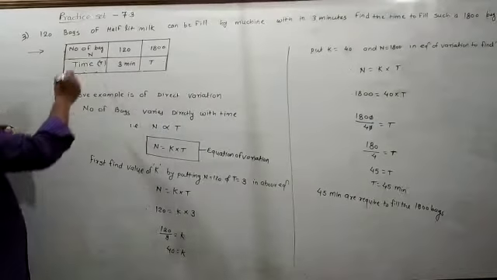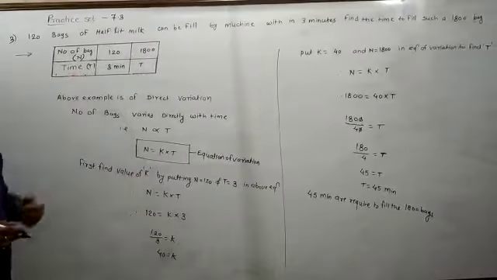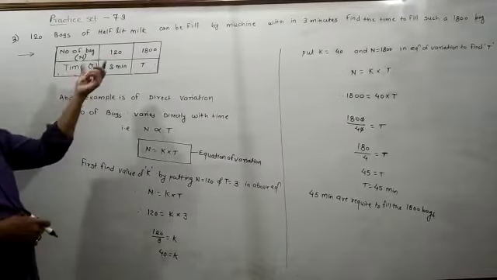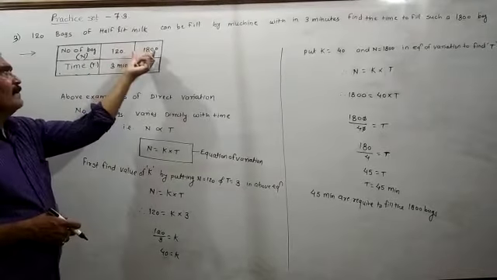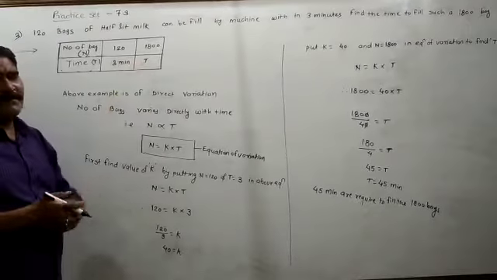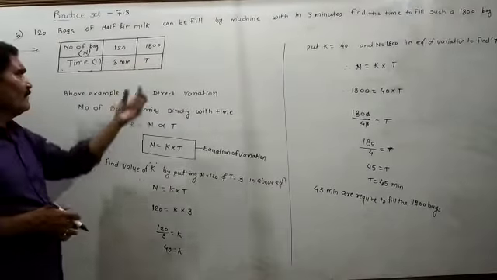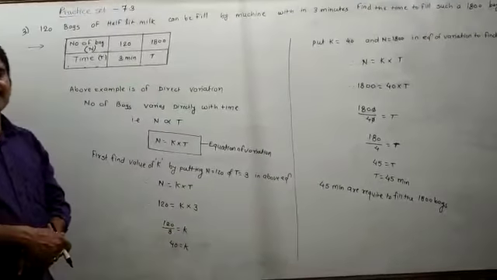Number of bags I will represent by N. Time required to fill the bags I will represent by capital T. So to fill the 120 bags, 3 minutes are required. To fill the 1800 bags, how much time is required, that you have to find out. Means within how many minutes you will fill the 1800 bags, that you have to find out.